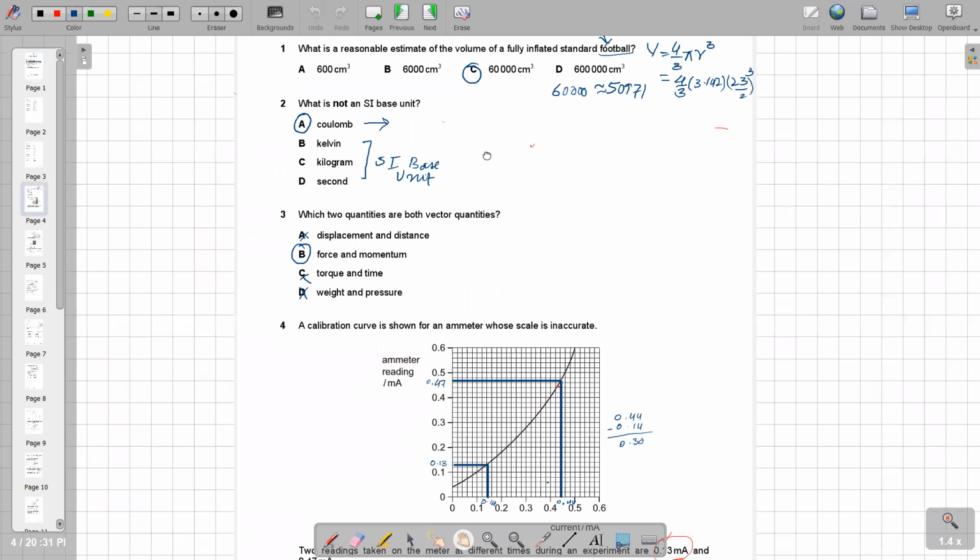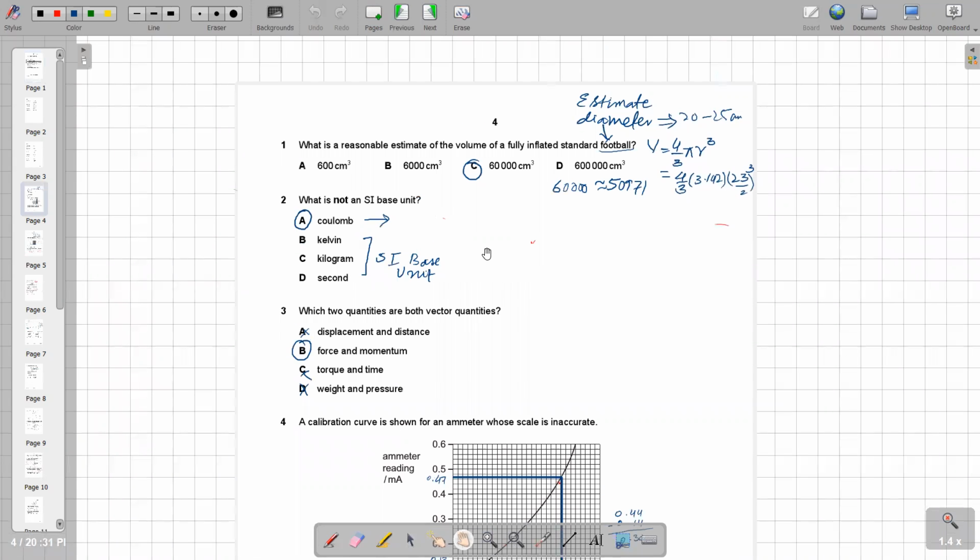The first question is about the estimation that we need to estimate the volume of a regular size football. We estimate the diameter of a football is roughly from 20 to 25 centimeters. After putting it into the volume formula, we will get about 50971 or approximately 6,000 centimeter cube. So 60,000 centimeter cube.